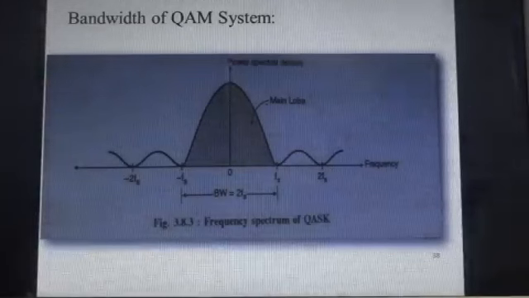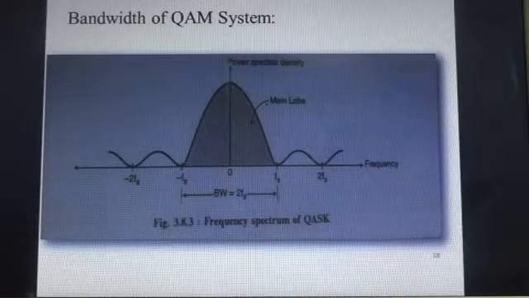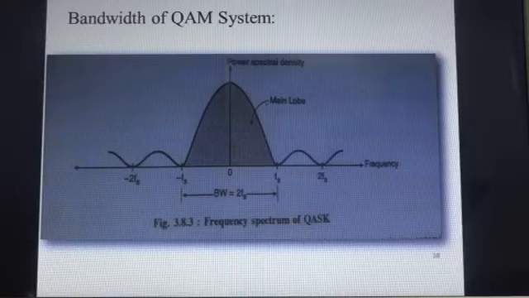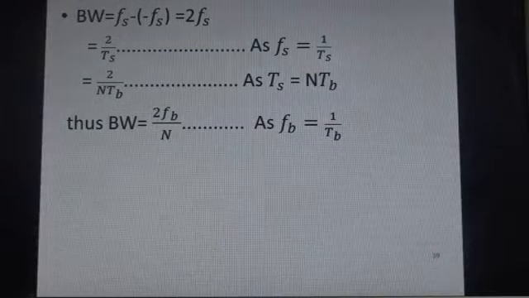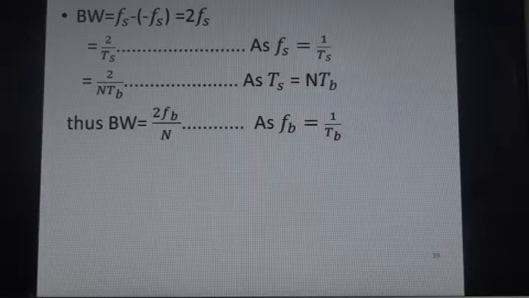Now we will see the bandwidth of a quadrature amplitude modulation system. Here the bandwidth is 2fs, and the power spectral density is shown over here, and this side is the main lobe. The bandwidth is given by fs minus of minus fs, that is we get 2fs, where fs is equal to 1 upon ts. Substituting for fs, we get 2 upon ts. Here ts is equal to n tb. We substitute n tb in place of ts, thus we get the bandwidth as 2fb upon capital N.